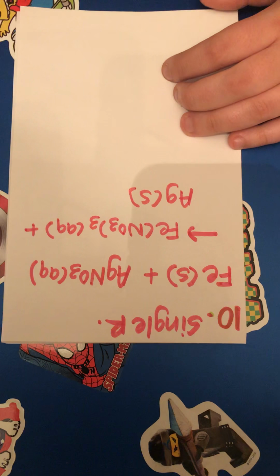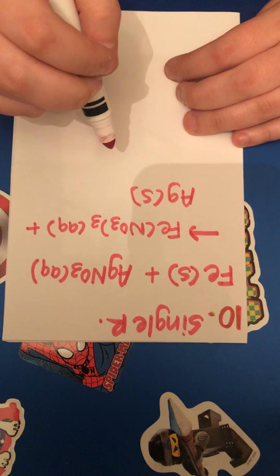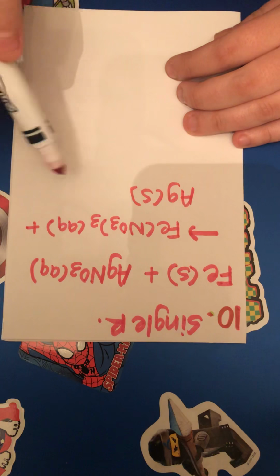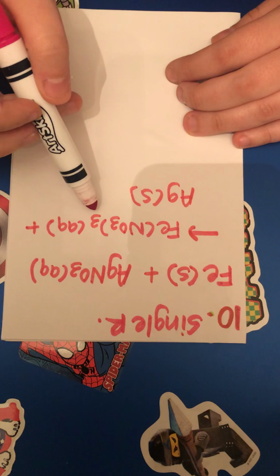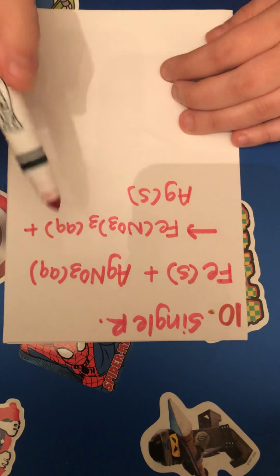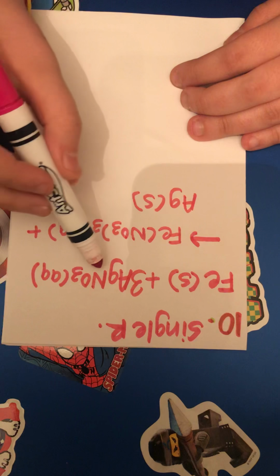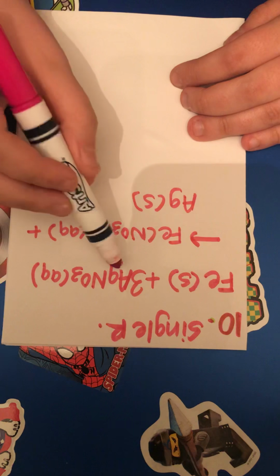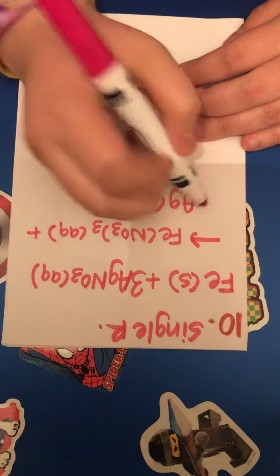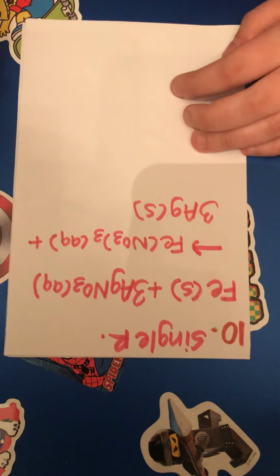So now we have to balance them, and we have to get 3 nitrates on the reactant side, so put a 3 here. And now the nitrates are balanced, and now since we have 3 silvers on this side and then 1 on this side, we put a 3 here. And the equation is now balanced.